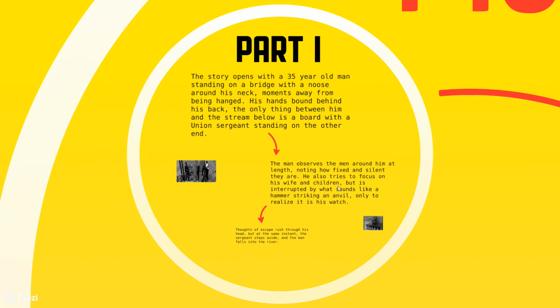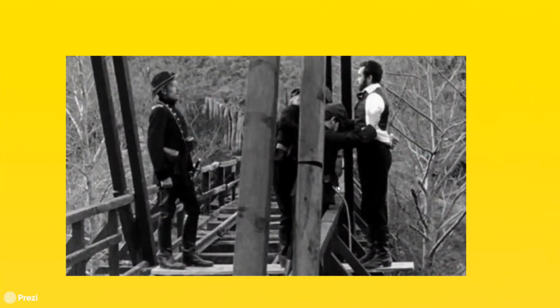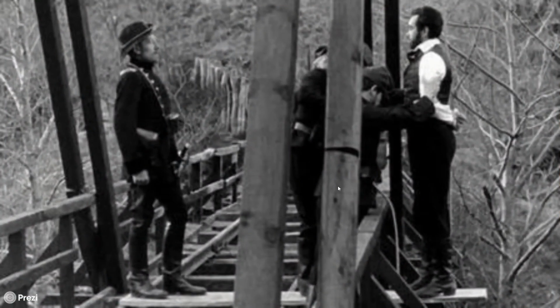Now, the plot, the exposition, which we've worked on already in class. The story opens with a 35-year-old man standing on a bridge with a noose around his neck, moments away from being hanged. His hands are bound behind his back. The only thing between him and the stream below is a board with a Union sergeant standing on the other end. Here is a picture from the film.